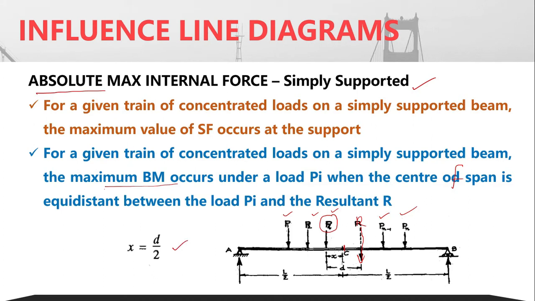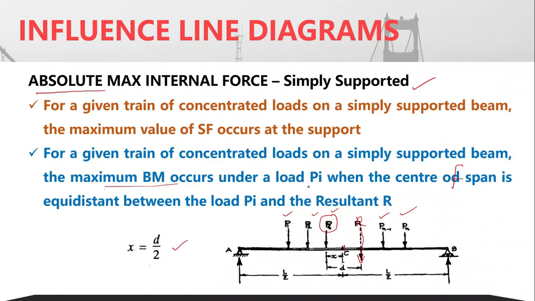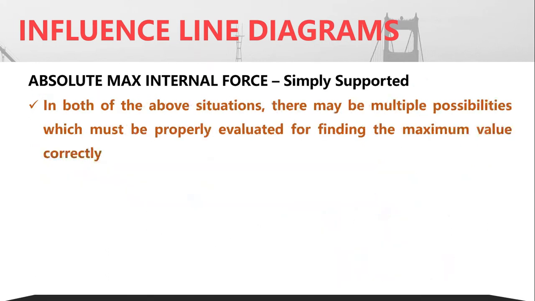You may not get this idea very clearly unless you solve a problem. So we will do a problem after this, and then you will get the proper idea of how you can do it. Even in this case, we will have to look for multiple positions. Pi can be this, Pi can be this, Pi can be this, any of these. So we will have to look for multiple positions or possibilities in order to find the maximum value of bending moment correctly.